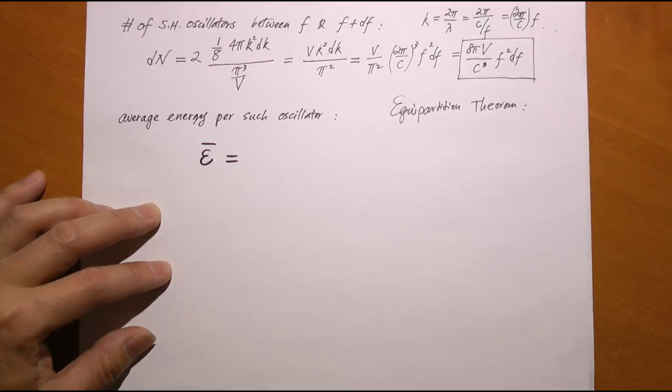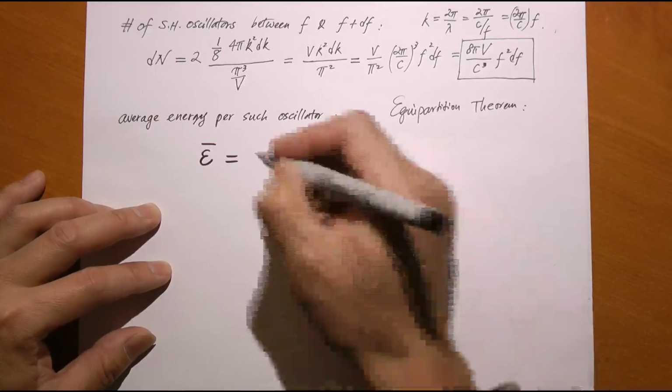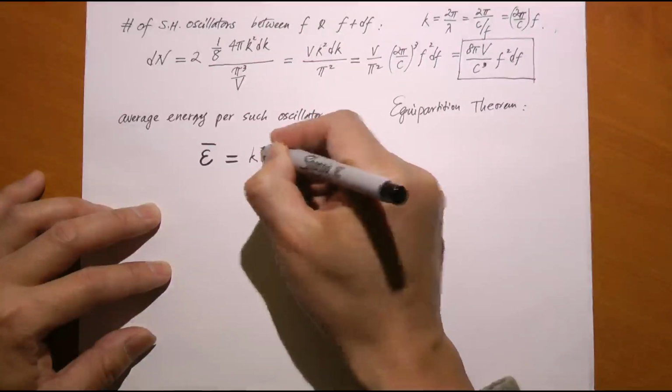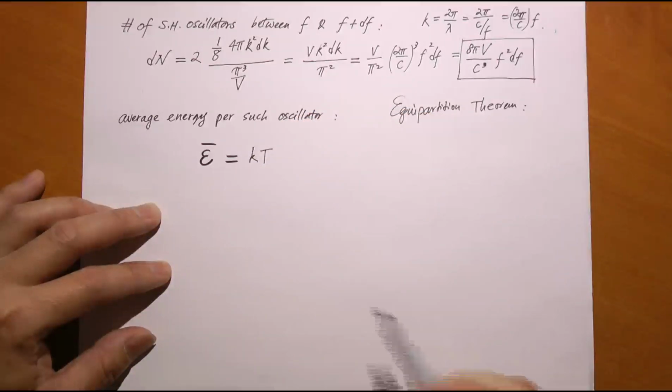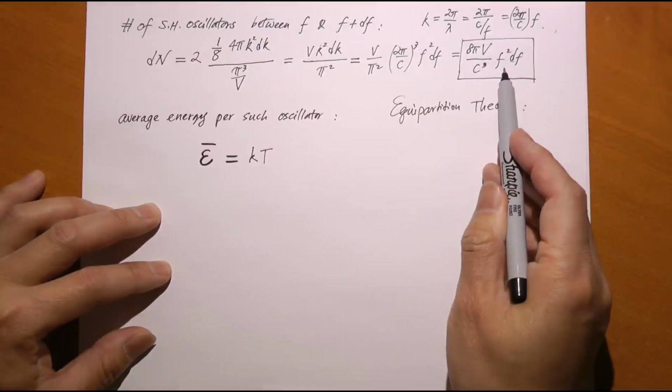And the kinetic energy certainly is a quadratic term, 1/2 mv squared. And therefore, it has an average value of 1/2 kT. And don't forget to add the potential energy average, which is the same. So it's half of kT times 2. So it's kT. Very simple. This is the energy possessed by each of these oscillators with frequency f.